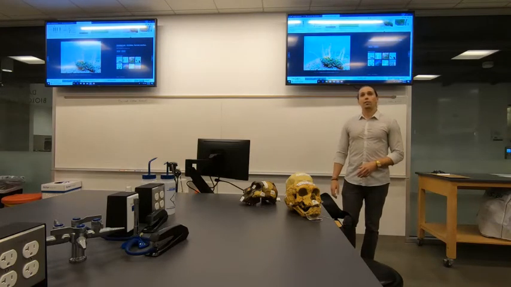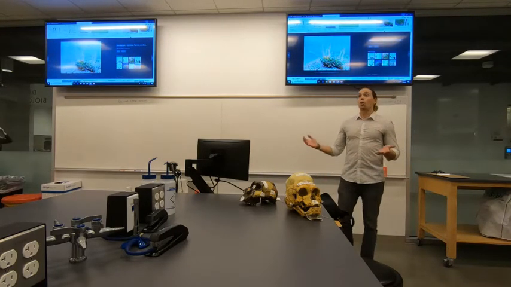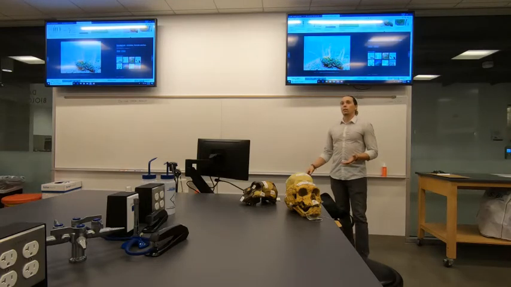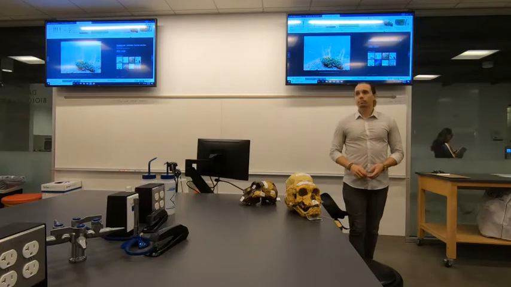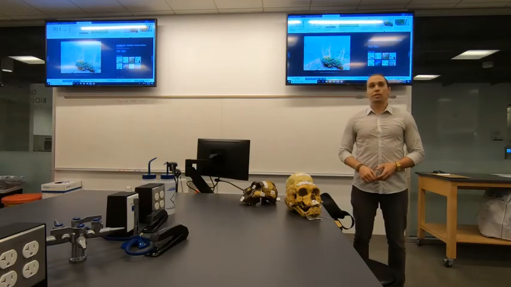Like the fact that we can walk upright gives us all kinds of benefits, like carrying stuff while we walk, like our babies or something like that. Also makes it easier to use tools.